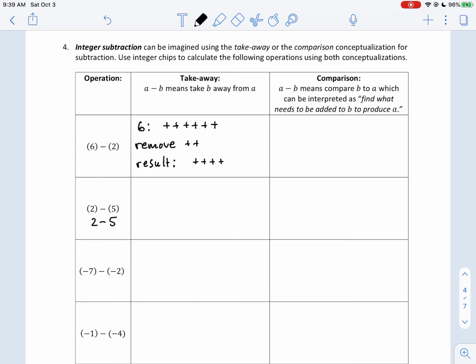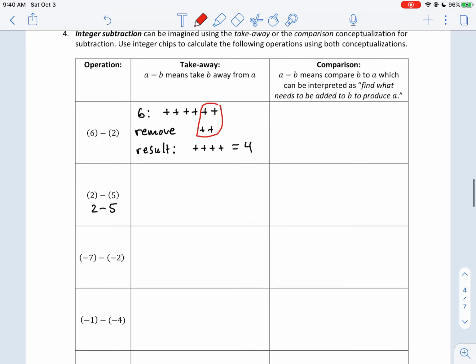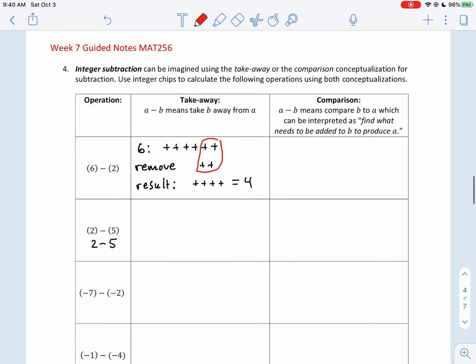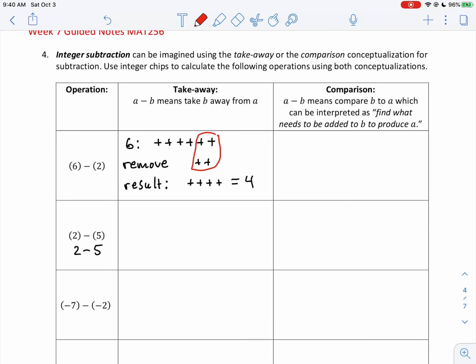So we have an answer here. I'll put my answer right here. The answer is 4. And maybe I'll highlight the ones that got removed. We started with 6, we removed 2, and we're left with 4. Okay, let's go ahead and do the first column of this. Let's do nothing but takeaway models to finish out all these problems, and then we'll go over here and do the second column, the comparison models.